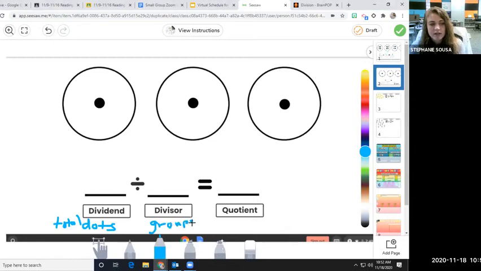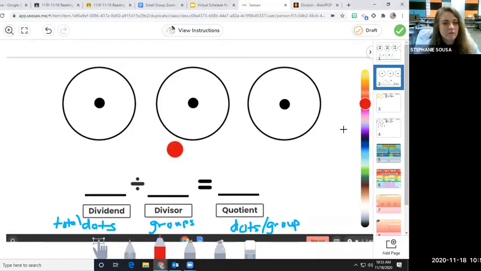Your divisor is the number of groups. And I am in the chat getting some messages that this is confusing, and that's why we chose it, because just because it looks different and only has one item does not change the procedure. So here on your divisor line, write the number of groups. Your quotient is how many dots are in each group. So dots per group. So look at one of the group circles and how many dots are inside of one circle. You should have, if you completed this correctly, notice that there are 3 dots.